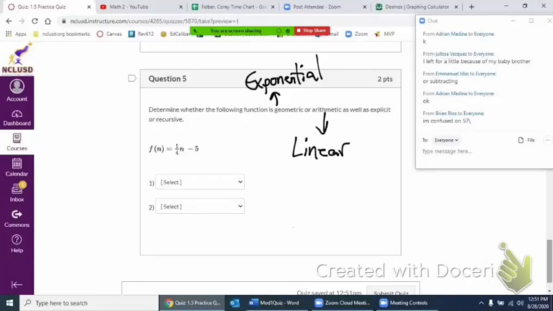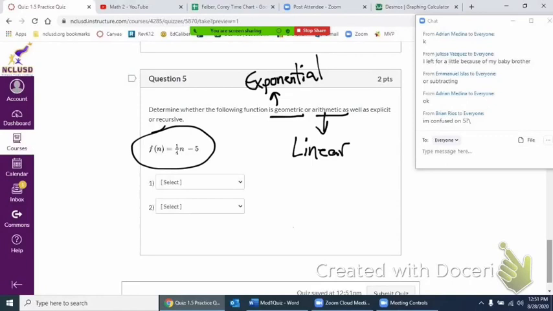Okay, so again, geometric means exponential, arithmetic means linear. So you're basically trying to figure out, is this function exponential or is it linear? You should be able to tell by how it looks. We did a bunch of examples with exponential ones. We did a bunch of examples with linear. It should look like one of those two.